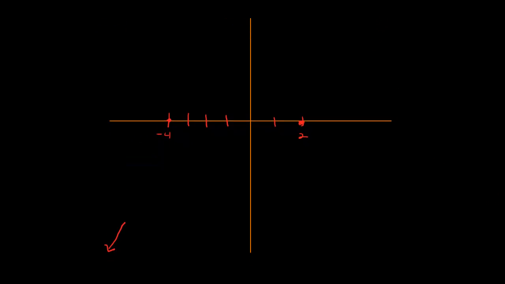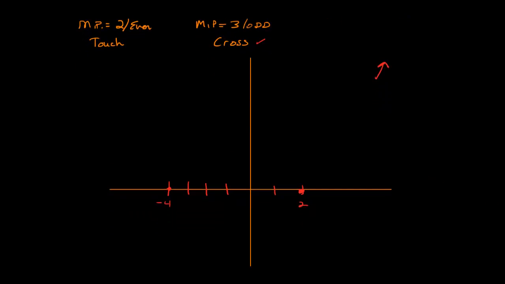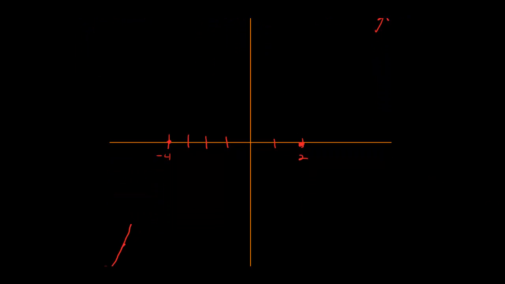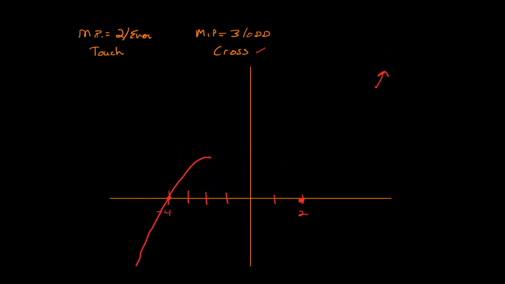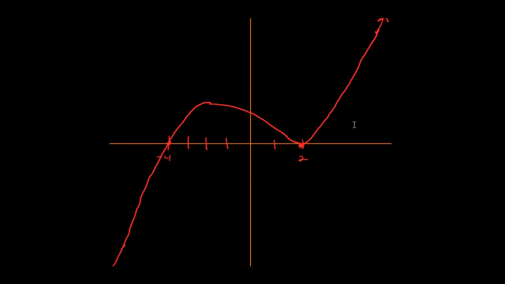So let's see what happens at -4. At -4, I know I'm going to cross the x-axis. So over here at -4, I'm going to come on up and cross the x-axis, and then I'm going to continue on. I know I have to either touch or cross at 2, and notice I just touch at 2. So I come down here and touch at 2, and then I bounce off. And notice I come out to where I want to be. So I feel very safe and confident that this is a good potential graph of my function.